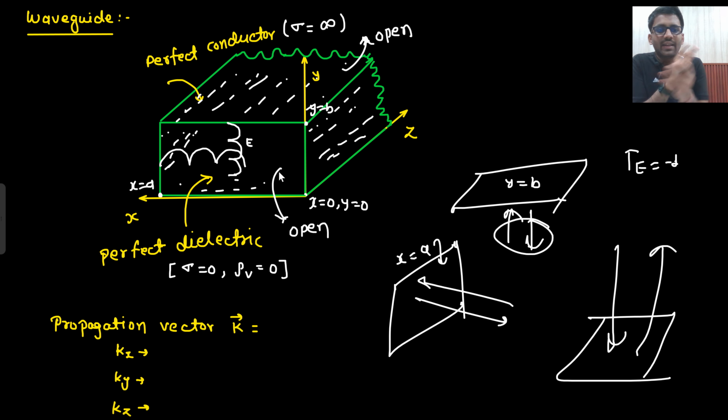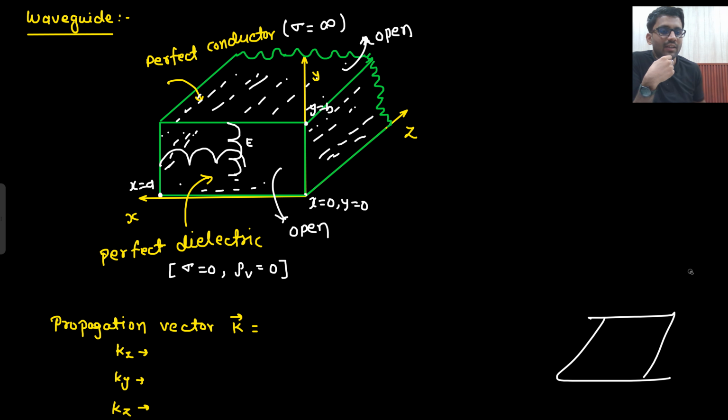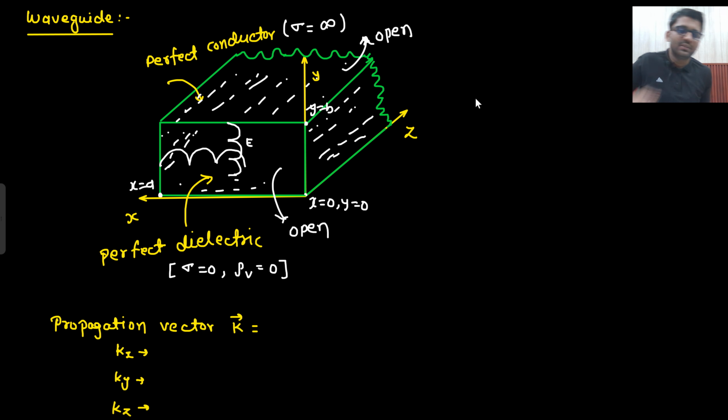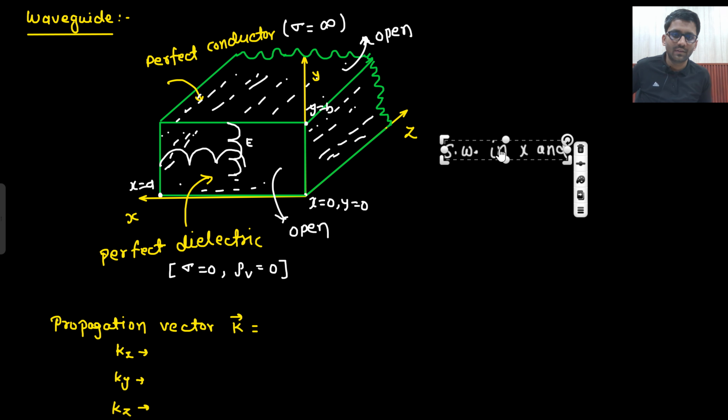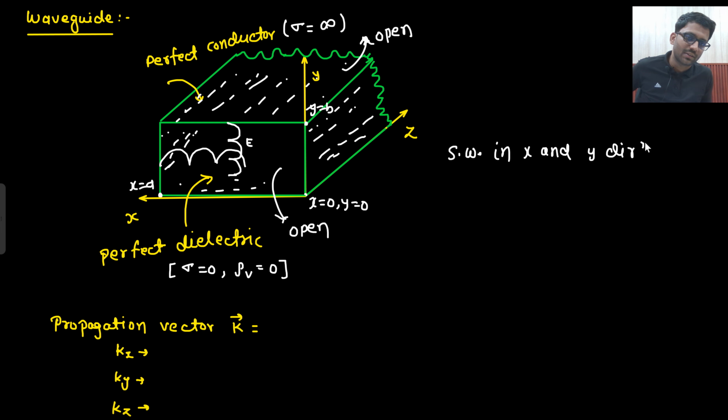So in any x direction or y direction, if the wave is traveling, what is it making? It is making the standing wave pattern. So in the x and y direction, what are you getting? Standing wave in the x and y direction.